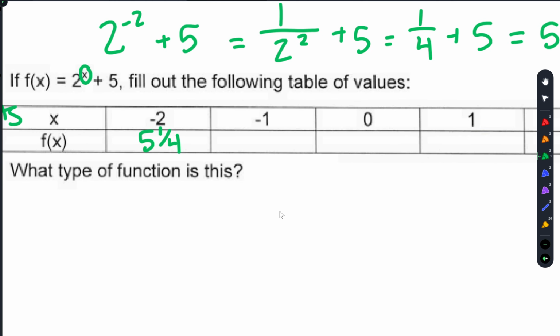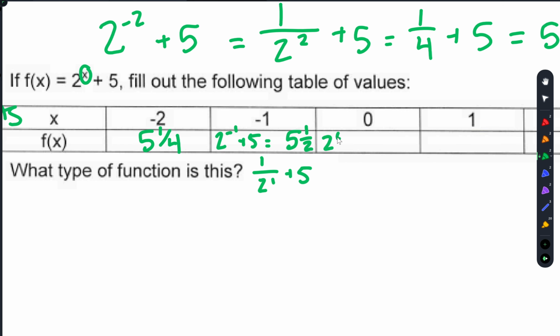Let's do the same thing here. 2 to the negative 1 power plus 5 is 1 over 2 to the first. 1 over 2 to the first is 1/2. 1/2 plus 5 is 5.5. Let's write it like that, 5.5. And then it gets a little bit easier once we have no more negatives to work with.